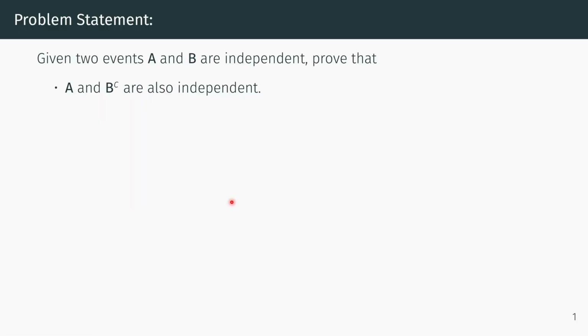The problem statement goes like this. We are given that the two events A and B are independent, and we are asked to prove that A and B complement are also independent. So what are we given? The solution goes like this. We are given that A and B are independent, so that implies what? Probability of A intersection B is equal to probability of A times probability of B.